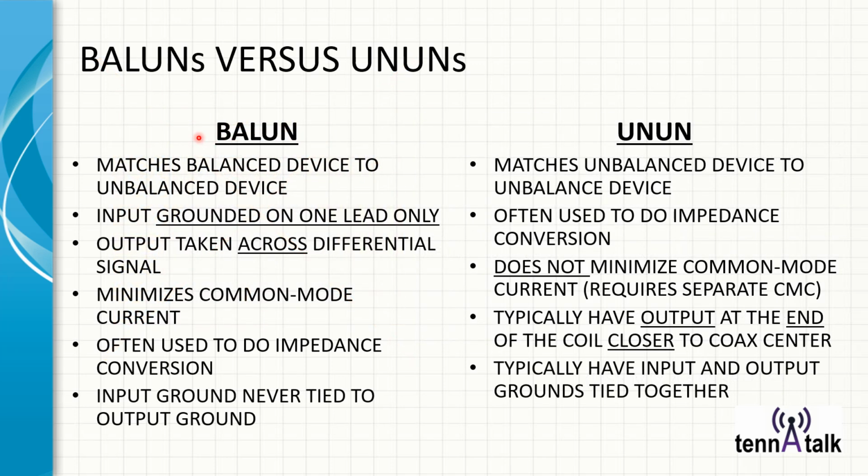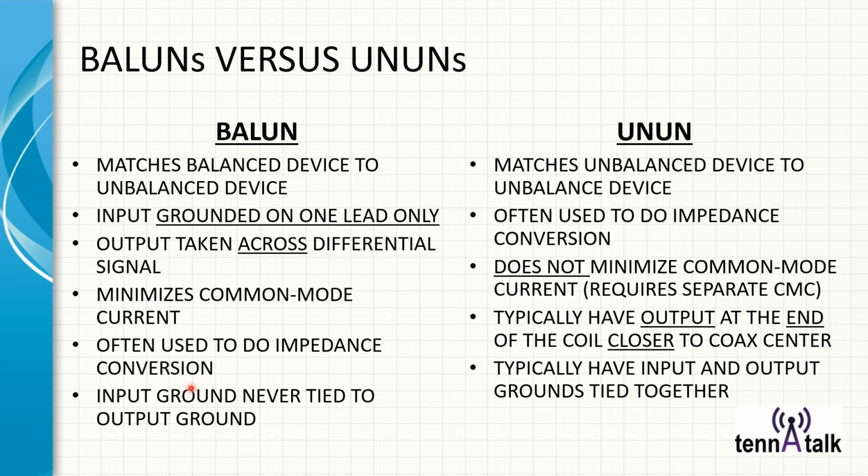So a little way of looking at BalUns versus Ununs. BalUns will match a balanced device to an unbalanced device. The input is grounded on one side only. The output is taken across the differential signal. It minimizes common mode current, is often used to do impedance conversion, and the input ground is never tied to the output ground. Now I want to mention something.